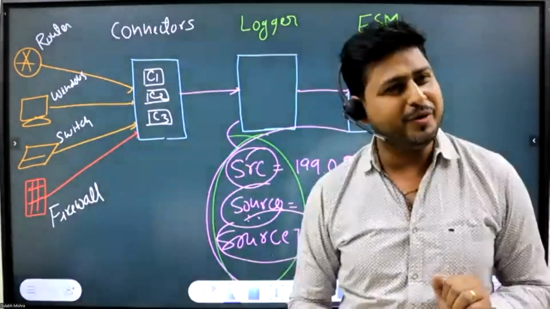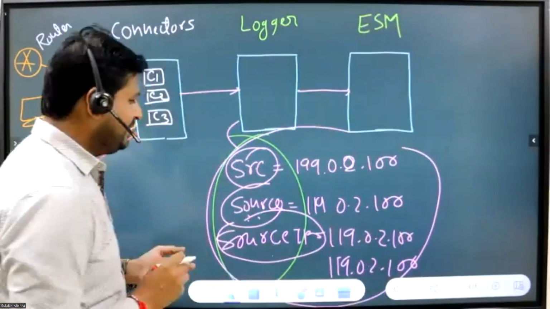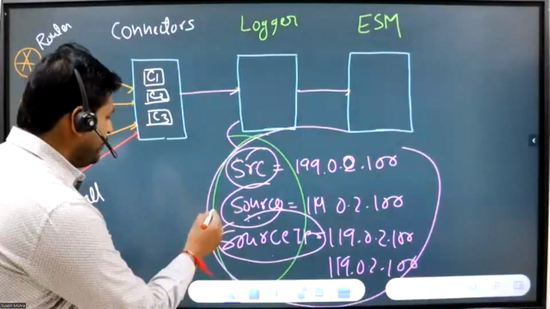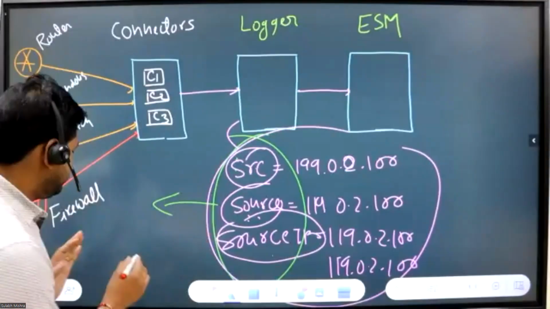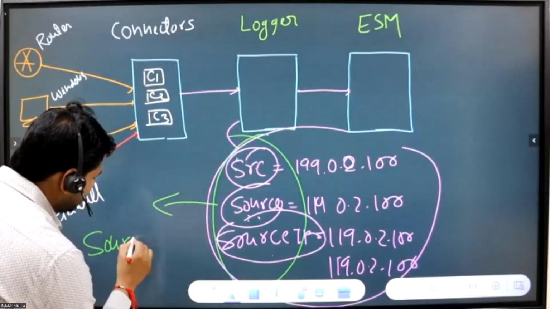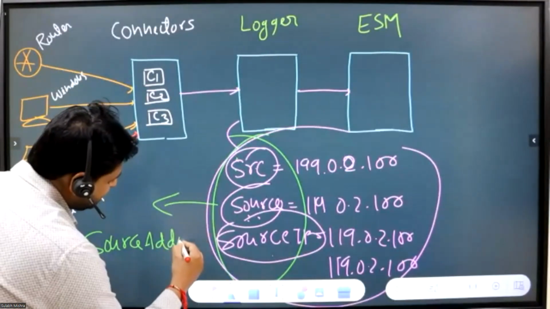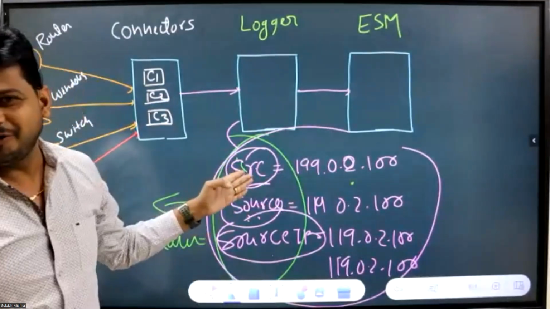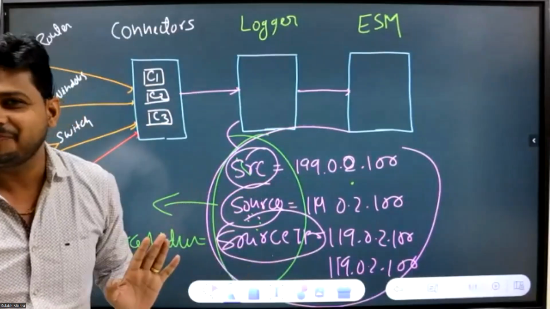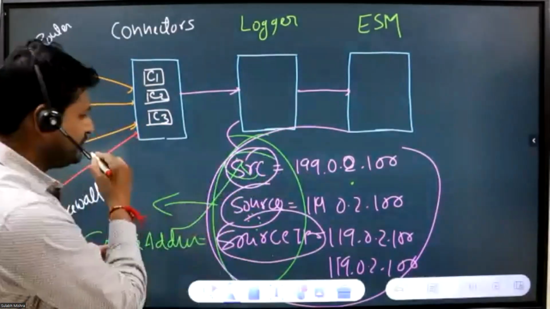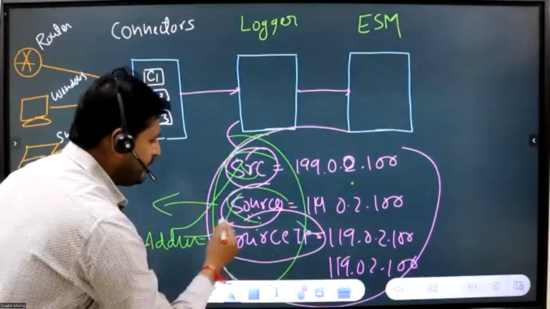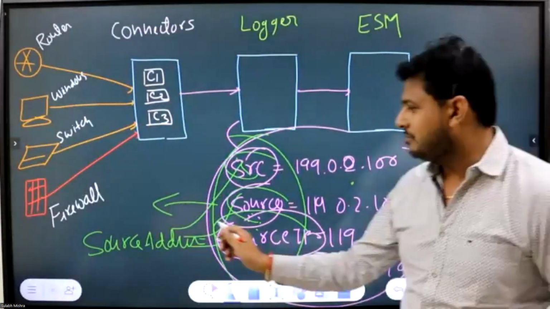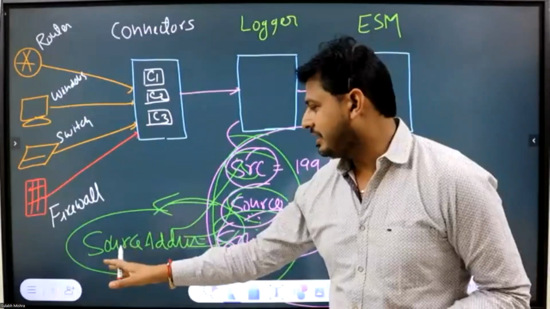So what your SIEM does is normalization. For example, in ArcSight, SRC and source IP will be mapped to the field source address. Now, when you search source address equal to this one, you will get router logs, firewall logs and switch logs, all of them, because SRC will be mapped with source address, source will be mapped with source address. Understand?